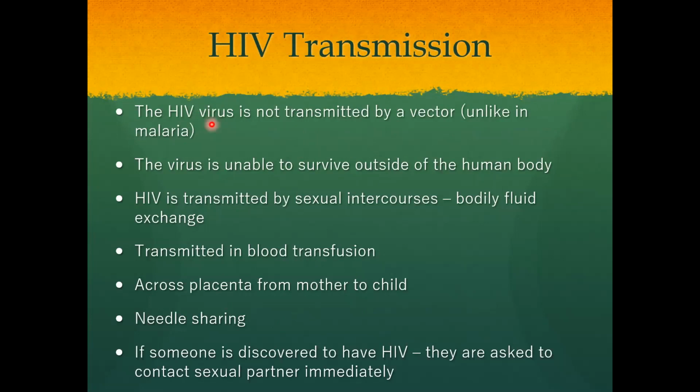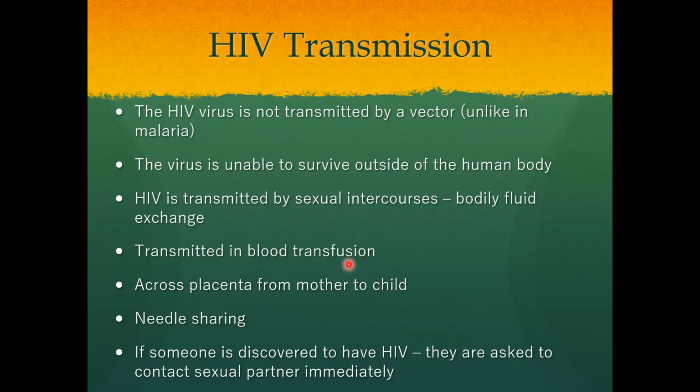Okay then, so this HIV virus is not transmitted by a vector, unlike in malaria, right? Because the causative organism in this case is a virus, and a virus needs a human body or a living host to survive. So the virus is unable to survive outside of the human body, right? So generally it is transmitted by sexual intercourse, definitely bodily fluid exchange, and then it can be transmitted through blood transfusion as well, right?